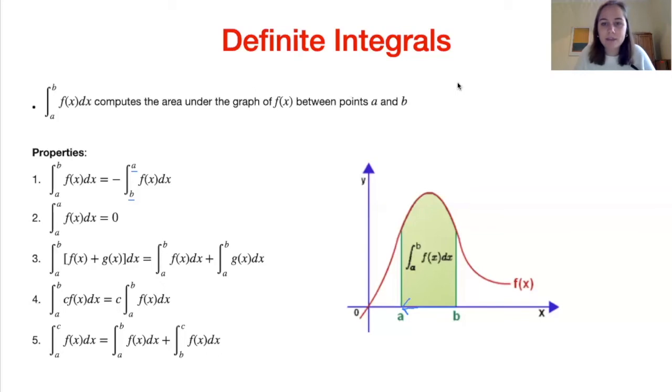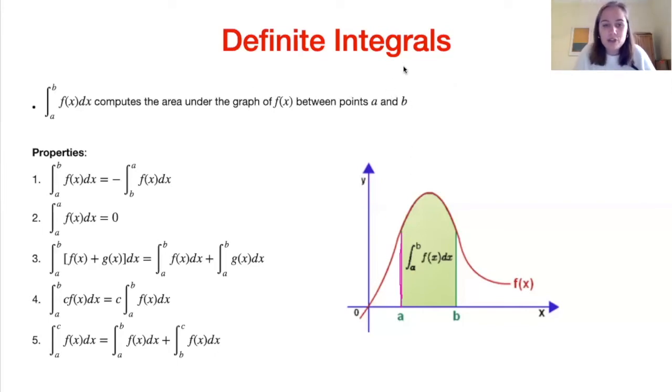Second property then, the integral of f of x dx from a to a, that's essentially finding the area of a line, right? The integral from a to a. Well, we know that a line doesn't have an area, right? An area is 2-dimensional, a line is 1-dimensional. So there's no such thing as the area of a line. It's infinitesimally small, so we say it is equal to 0.